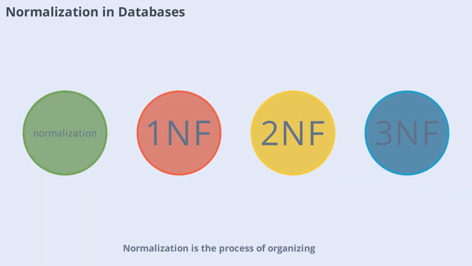Normalization is the process of organizing data to reduce redundancy and improve integrity. It involves dividing tables and defining relationships. Understanding normalization levels, like 1NF, 2NF, and 3NF, is important for designing efficient databases.